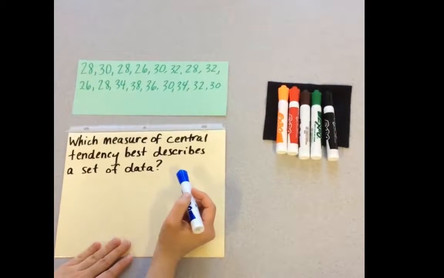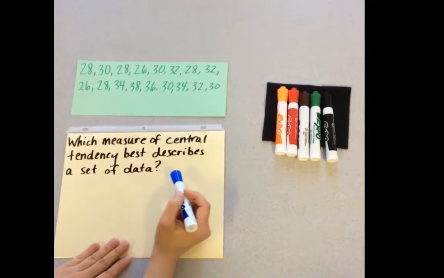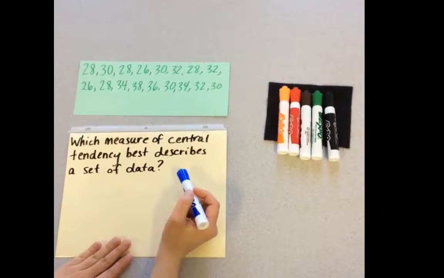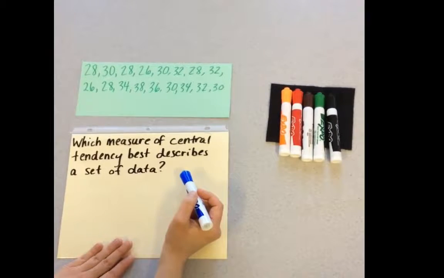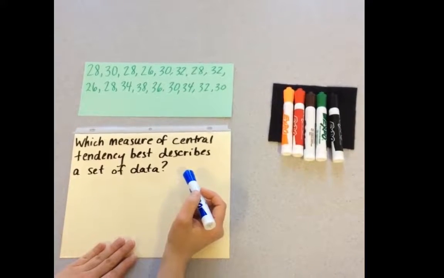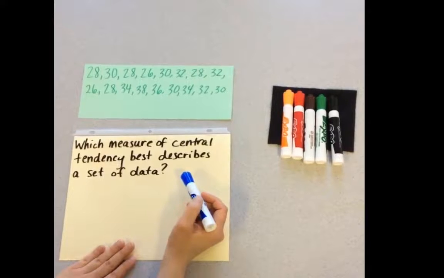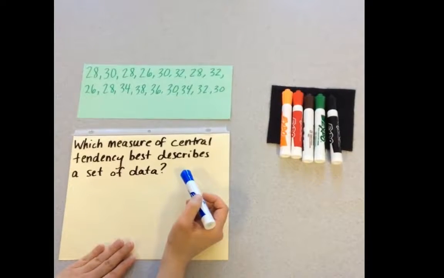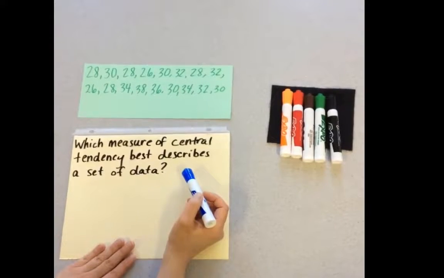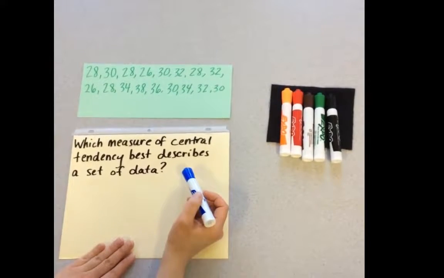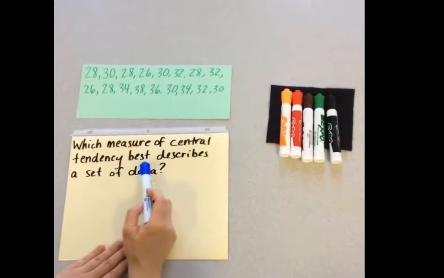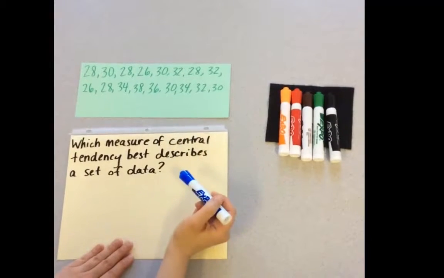A clothing store sold jeans in these sizes in one day: 28, 30, 28, 26, 30, 32, 28, 32, 26, 28, 34, 38, 36, 30, 34, 32, and 30. Now, let's see which measure of central tendency best describes this set of data.